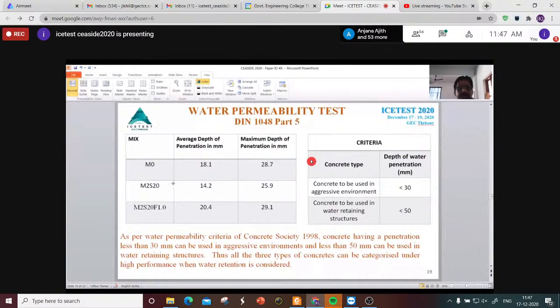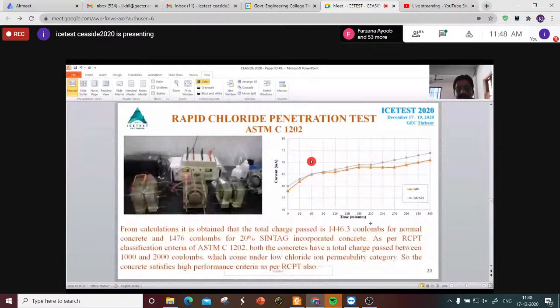The maximum depth of penetration obtained for normal concrete is 28.7 mm, for 20% Sindac concrete it is 25.9, and for 1% fiber with 20% Sindac it is 29.1 mm. According to the DIN standard, that is German standard 1048 part 5 criteria, if the depth of water penetration is less than 30 mm, it can be used in an aggressive environment, and less than 50 mm can be used in water gradient sections. So all three types of concrete can be used for both conditions. So it can be considered as a high performance category.